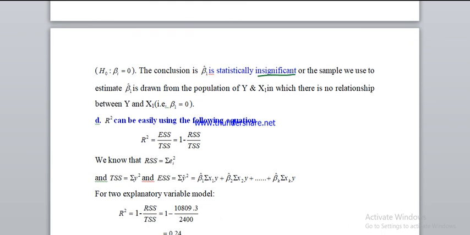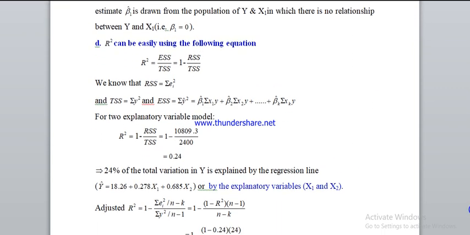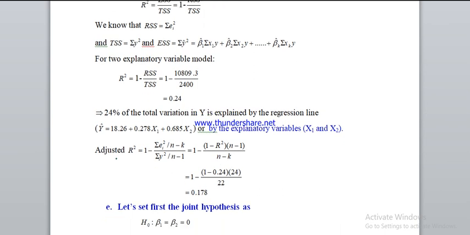Again, for R square, I think the formula is the same. The difference is that in case of adjusted R square, we have to adjust R square by dividing by the sample size minus the number of variables. We get this value. There is a difference between adjusted R square and R square.